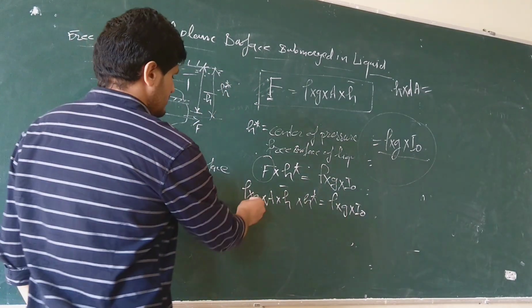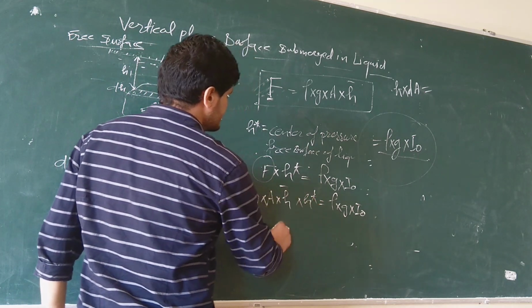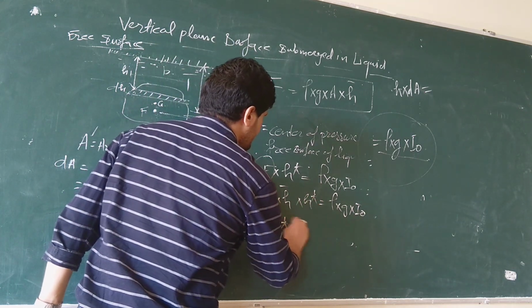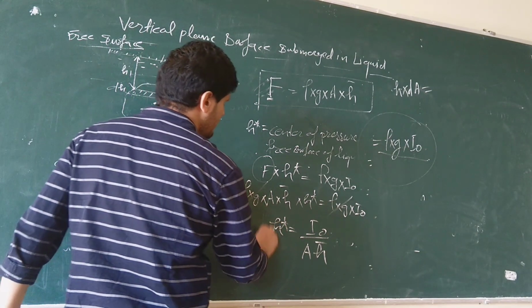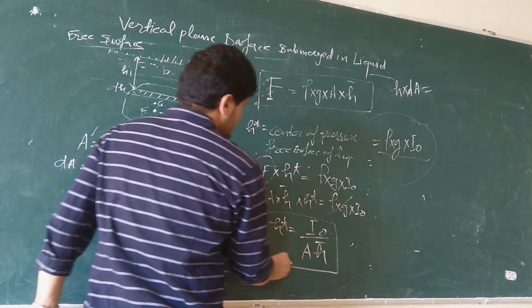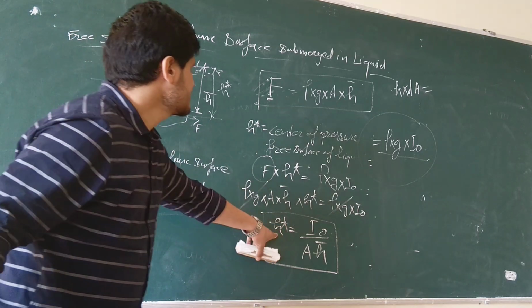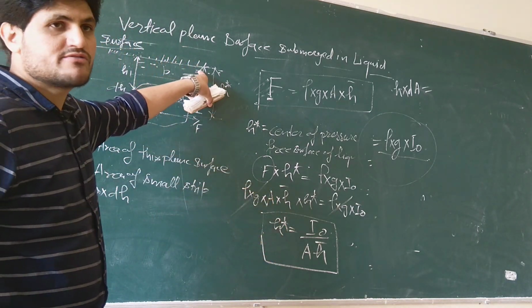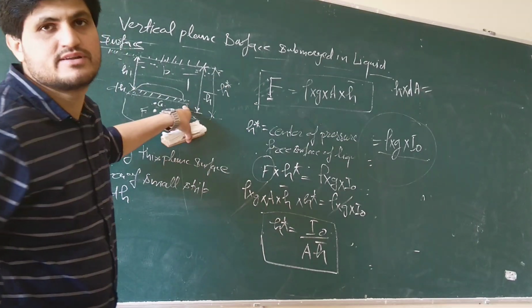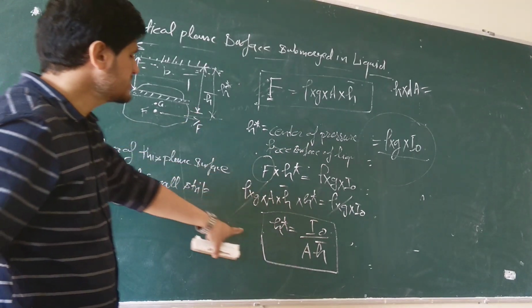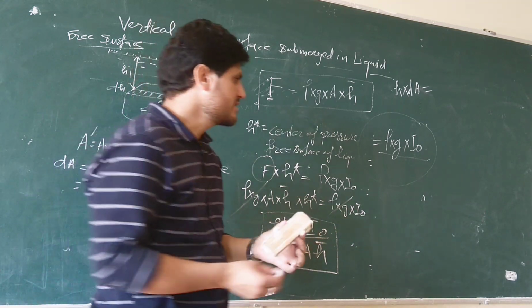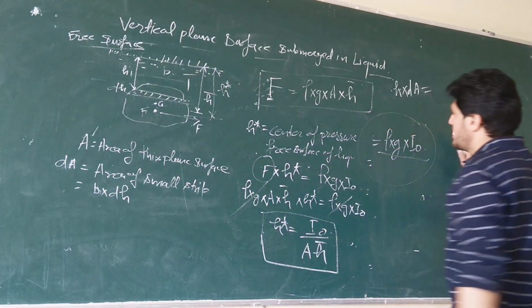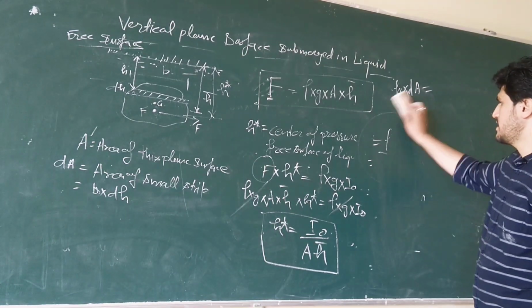So now if I calculate this, what is your h star from here? I naught upon A into h bar होगा. So this is the value of your center of pressure. What is h star? H star is the center of pressure from the free surface of liquid, right? So h star is I naught upon A into h bar. ठीक है. अभी जो I naught होता है इसको हम कैसे कैलकुलेट करते हैं?